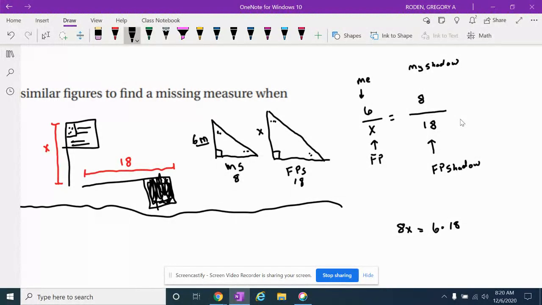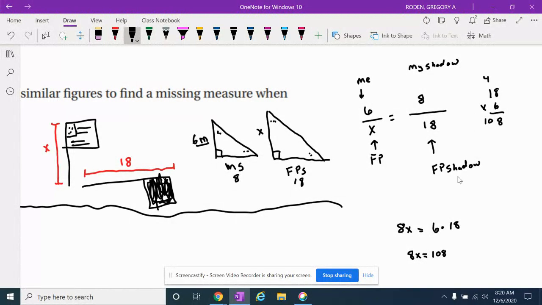Let's multiply 6 times 18. So 18 times 6. 8 times 6 is 48. Carry the 4. 6 times 1 is 6, plus 4 more is 10. So we get 108. So I get 8x equals 108.